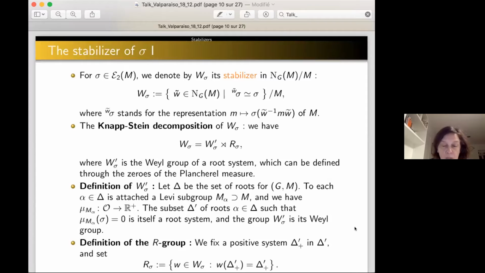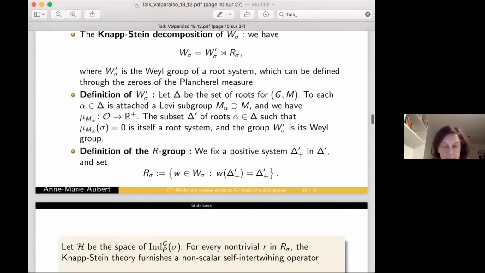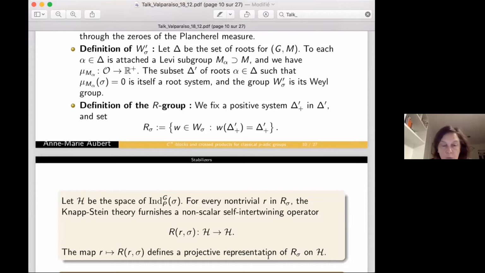Then we can fix a positive system in delta prime, and as usual, we have a complement of that group W prime sigma in W sigma by considering the set of elements in W sigma which preserve the positive roots. And this defines R sigma. Also, denote by H the space of the parabolically induced representation of sigma, and if you take r a non-trivial element in this R group R sigma, then Knapp-Stein-Silberger give us non-scalar self-intertwining operators of H, and the map which sends r to this operator defines a projective representation of R sigma on the space H.